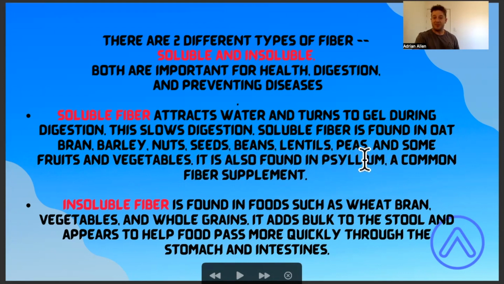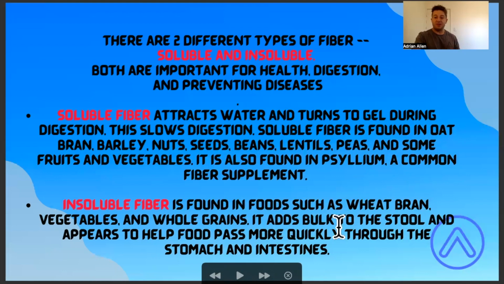It is also found in psyllium. I can't even pronounce this word properly, but this is a common one. If you are looking for a fiber supplement, this is the one that you want to look for. One that's high in psyllium, can't pronounce it like I said, and you have different fiber supplements, but that is a really good one to get. Insoluble fiber is found in foods such as wheat, bran, vegetables, and whole grains as well.